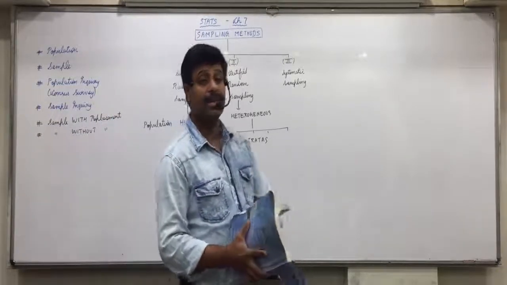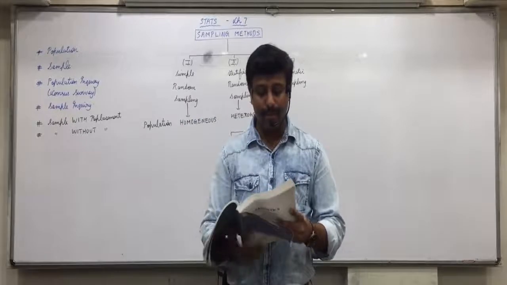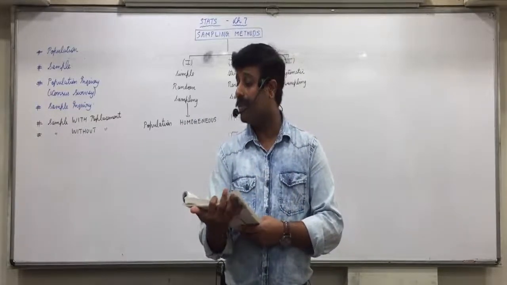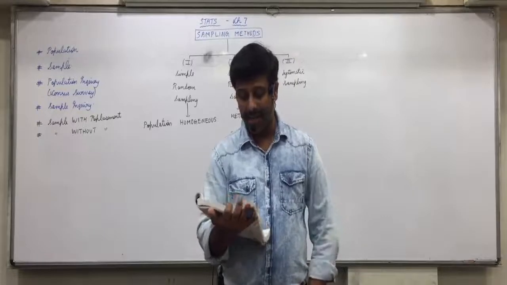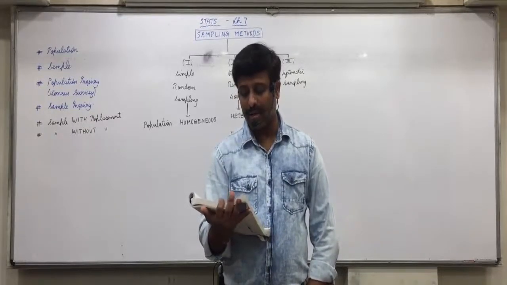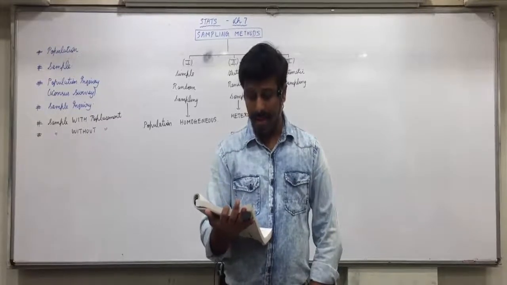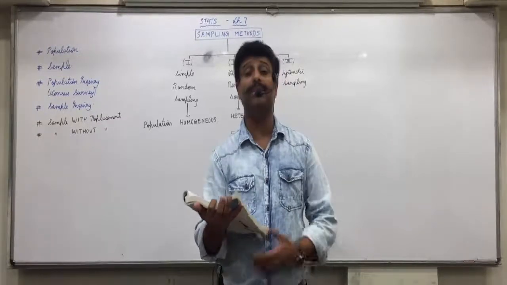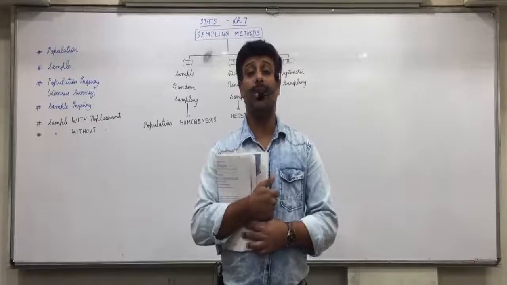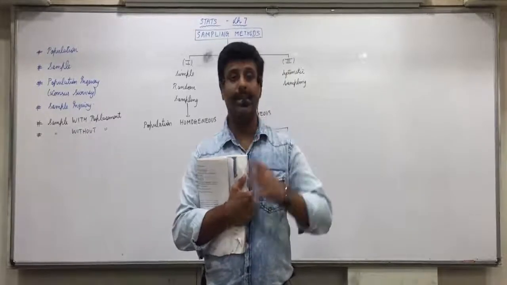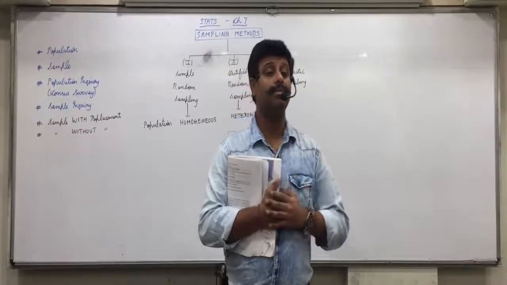Need for sampling, next page. First point underline. Population very large. Second point underline. Spread over wide geographical area. Third, units to be destroyed. Now understand this. When units are to be destroyed, you cannot do population survey. Like for example, quality testing.